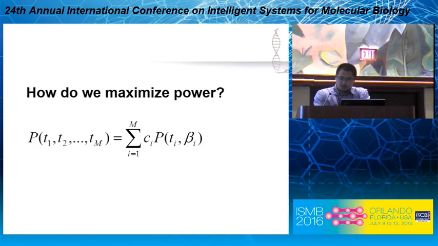So now we have this function, and we want to make sure that statistical power is high. Well, it's very obvious what we should do now. We should maximize this function. So here we maximize this function with respect to Ci and Ti, because these are the two unknown parameters that we have.